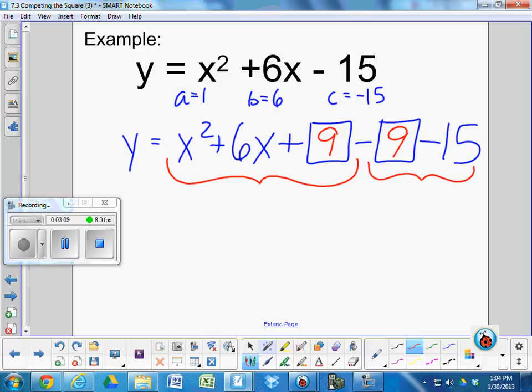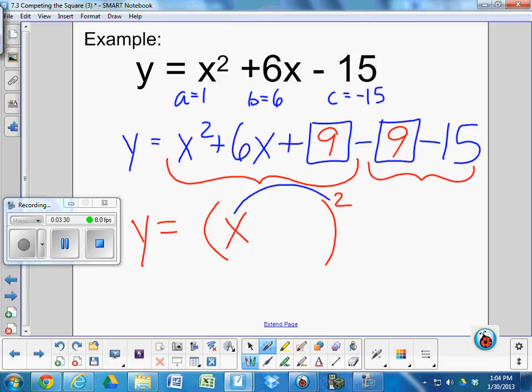All right? So let's finish it by taking the perfect square part and turning it into something squared. Something squared makes x squared plus 6x plus 9. It's called a perfect square trinomial. That something is x, because x squared is x squared, plus 3, because 3 squared is 9.